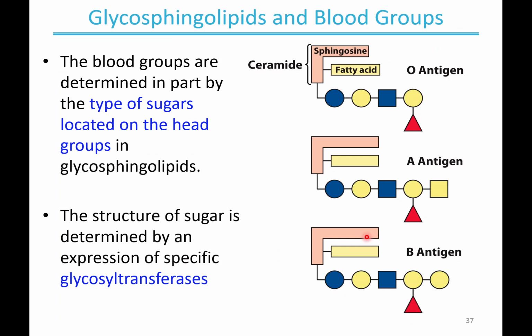Okay. We can have sugars attached to glycerol phospholipids and sphingolipids as well. One of the uses of these sugars is the blood groups. The blood groups are going to be determined by the types and order of sugars that are located on the head groups in these glycosphingolipids. So anytime you see that term glyco, either glycophospholipid or glycosphingolipid, glyco means there are sugars attached. Or even sometimes you'll see the term glycoproteins. Glyco is just another way of saying sugar. The structure of the sugar is going to be determined by expression of specific glycosyl transferases, and that's where the different blood groups come from.